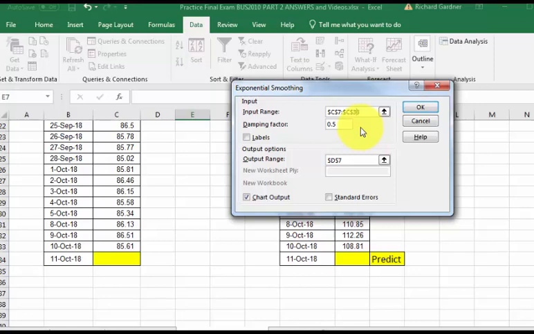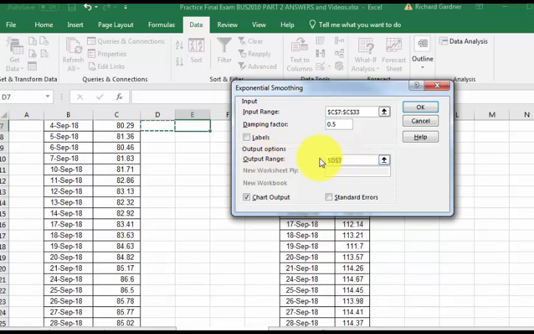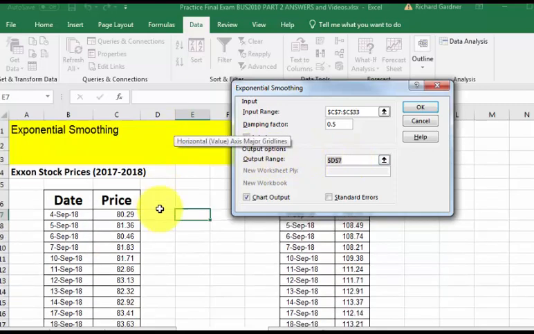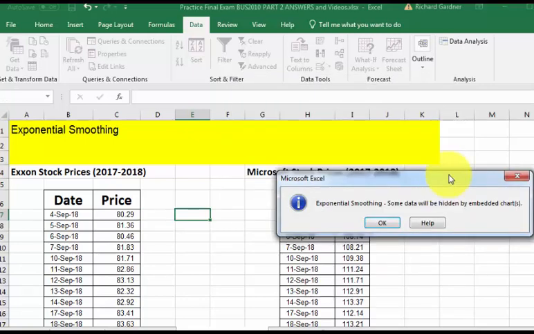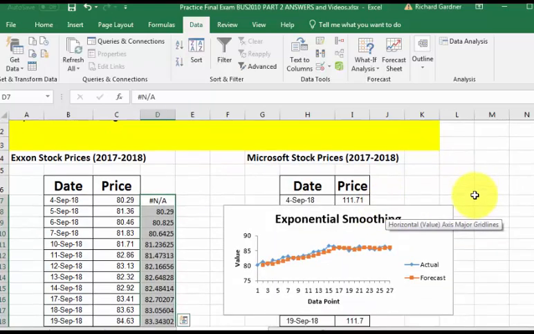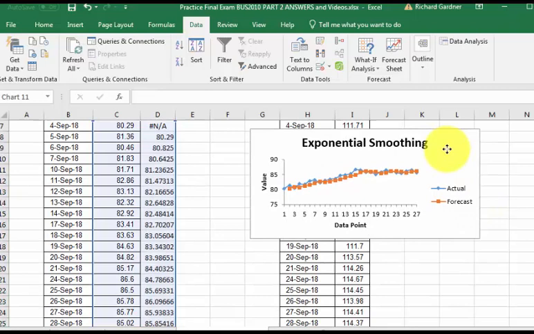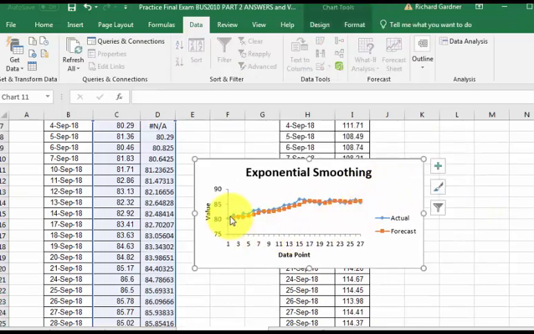Okay. And my damping factor is 0.5. No labels. And I want my output range to be right next to the data, right there. And I want my chart output clicked. Make sure that's clicked. Click OK. And again, there's not enough space between the points, but here's the graph. And that's a pretty good indicator, right? The orange is the forecasted, and it kind of follows the actual.